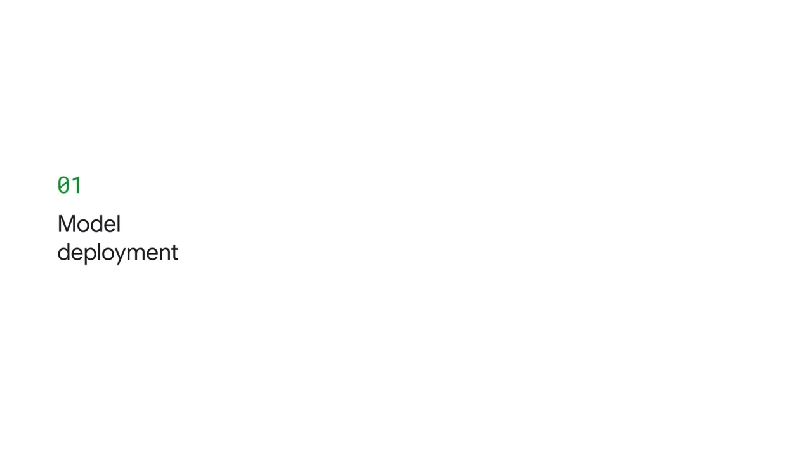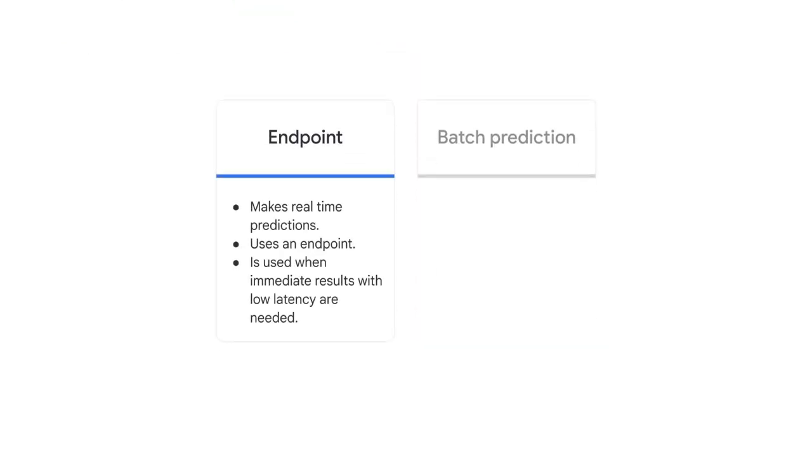Let's start with model deployment, which is the exciting time when the model is implemented and ready to serve. You have two primary options. Deploy the model to an endpoint for real-time predictions, often called online predictions. This option is best when immediate results with low latency are needed, such as making instant recommendations based on a user's browsing habits whenever they're online. A model must be deployed to an endpoint before it can be used to serve real-time predictions.